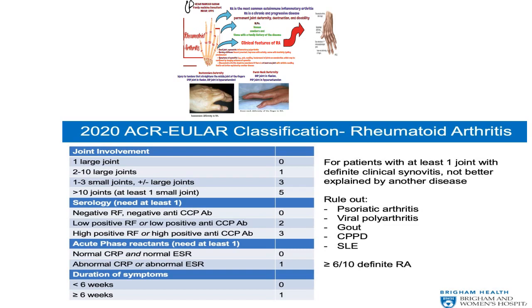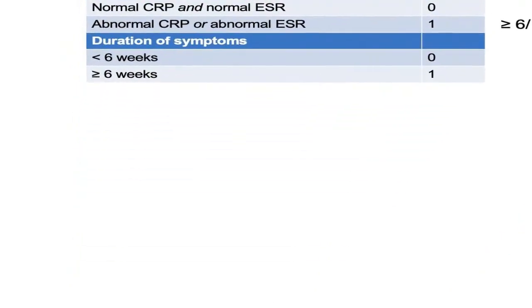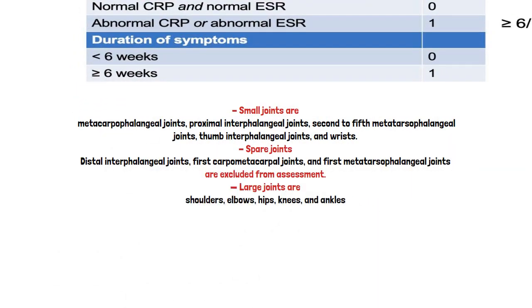Small joints are the metacarpophalangeal joints, proximal interphalangeal joints, 2nd to 5th metatarsophalangeal joints, thumb interphalangeal joints, and wrist. We consider wrists as small joints. But distal interphalangeal joints, first metacarpophalangeal joints, and first metatarsophalangeal joints are excluded from assessment. Rheumatoid arthritis does not commonly affect these joints, so we exclude them from assessment.